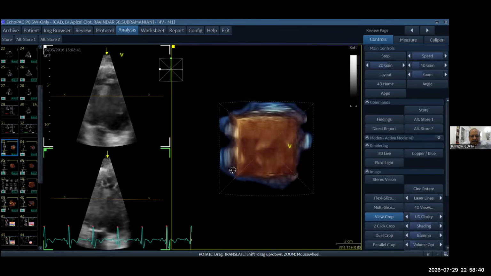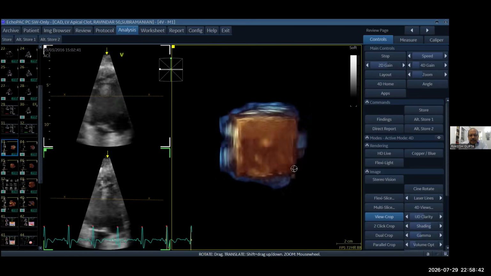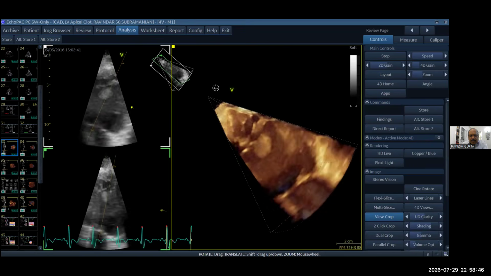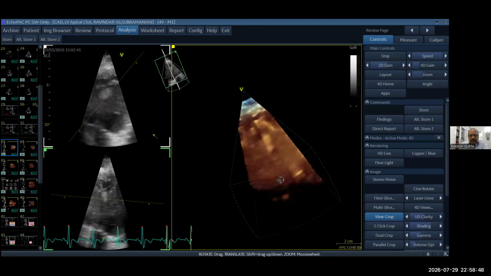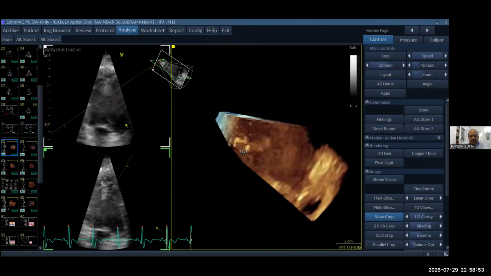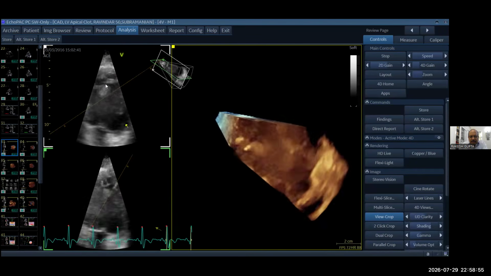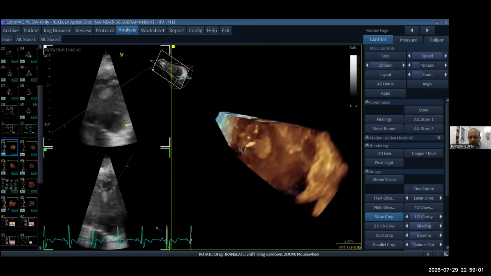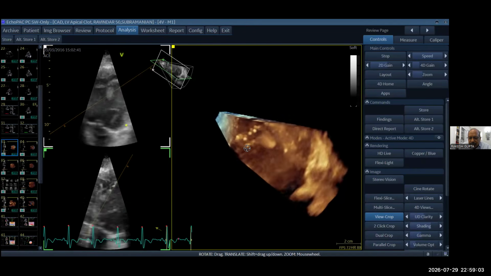So I can see this in 3 dimensions. Now you can see this is the LV apex. This is all LV apex. This thrombus, which looks to be coming from this accessory band, is not so. This is coming from the apical septum and apex. You can see this pedunculated over here.